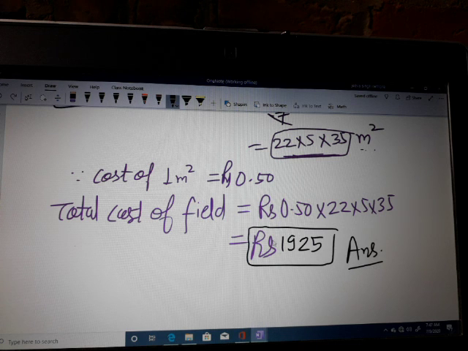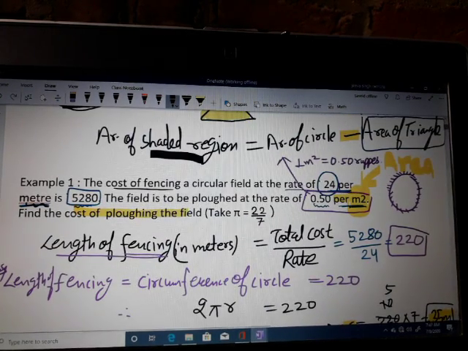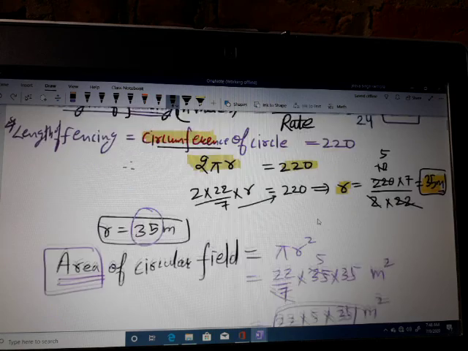I hope you understand these questions easily. Small steps. First of all, the cost of fencing was given in the question, per meter. That's why we first find the length of fencing using the formula of circumference of a circle, 2 pi r equals 220. The length of fencing is always the circumference of the circle. We first find the radius of the circle. To find the area of the circle, we find the radius, and then we use the area formula, pi r square.